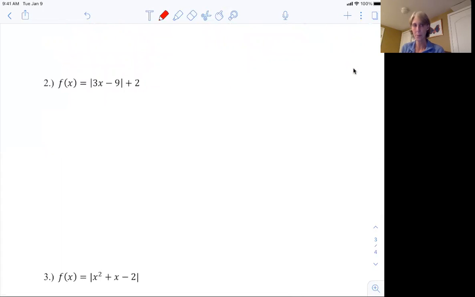Let's look at another example. So I have the absolute value of 3x minus 9, plus 2. We're going to focus on where it changes rules first. So don't worry about the plus 2 right now. We just think about inside the absolute value sign, because remember, the plus 2 is a vertical shift, really. It's not going to affect where it changes rules. So at x equals 3, that's when my function is going to change from one to the other.